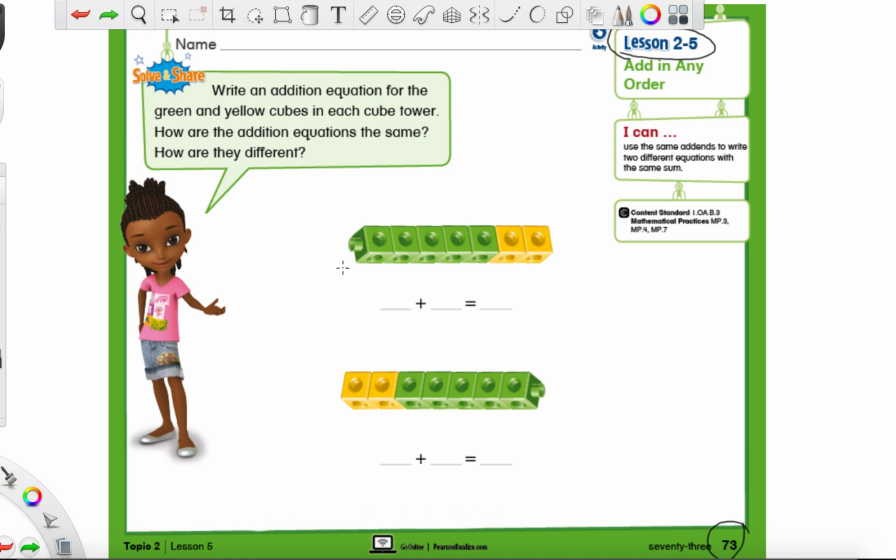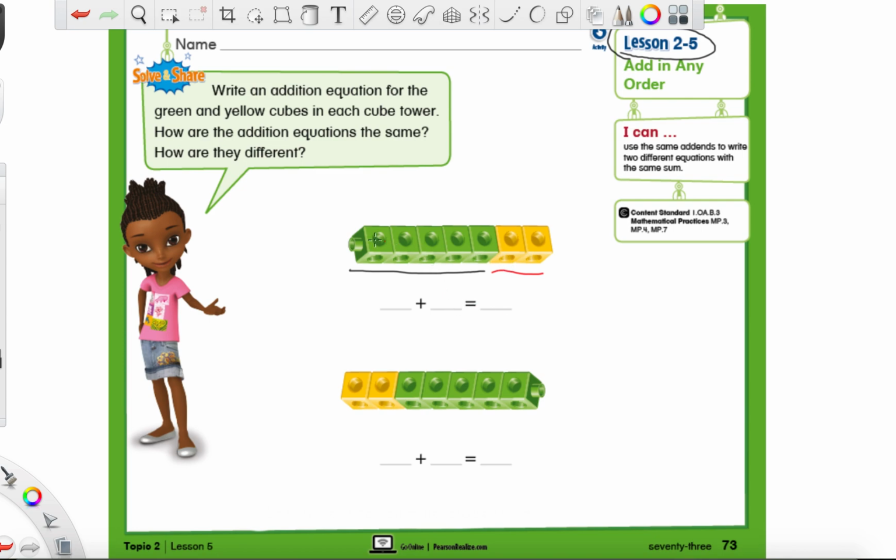So, we see that we have a whole bunch of blocks right here, right? We have some green and some yellow. Now, the reason we have these blocks is because one color is a part of an addition sentence. Okay, and so the green is one part, and the yellow right here is one part. So what we're going to do is create an addition sentence for these two parts. So remember, we have our green and our yellow.